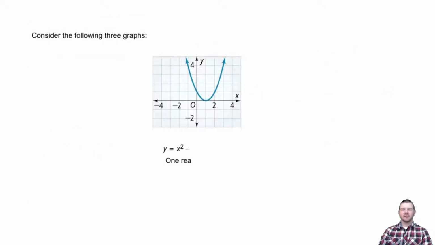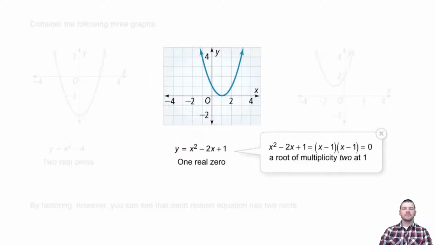Next, the graph of the equation y equals x squared minus 2x plus 1. It has one real zero. Factoring the quadratic expression x squared minus 2x plus 1 to be the product of the binomial x minus 1 and itself reveals a root of multiplicity 2 at 1.